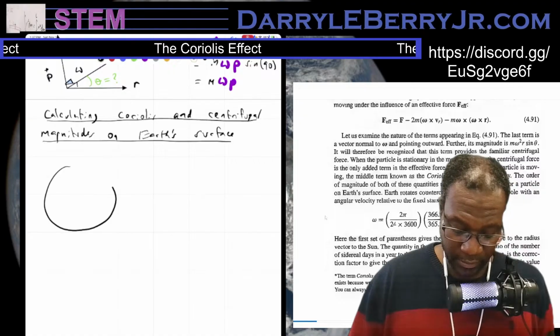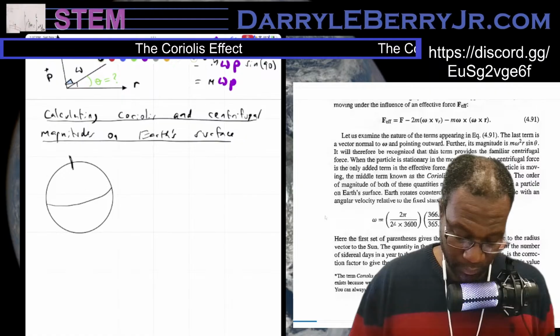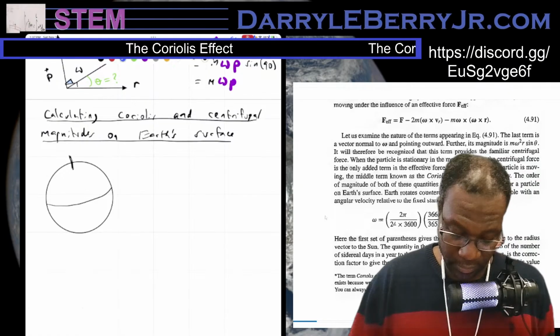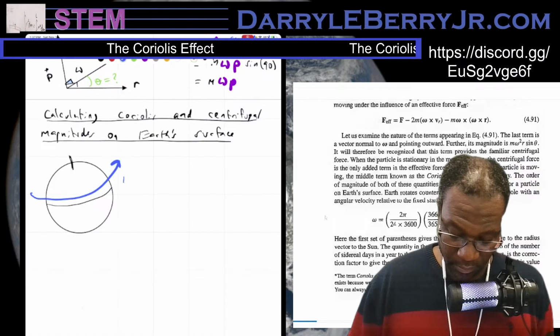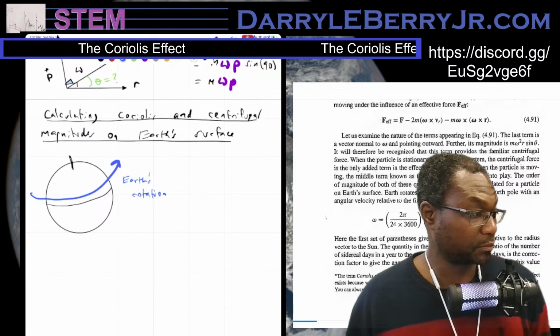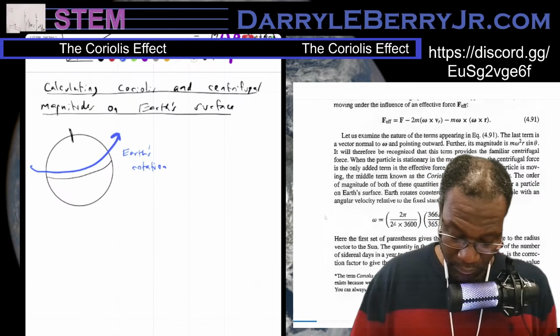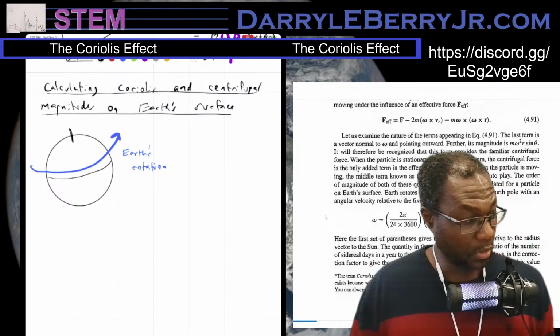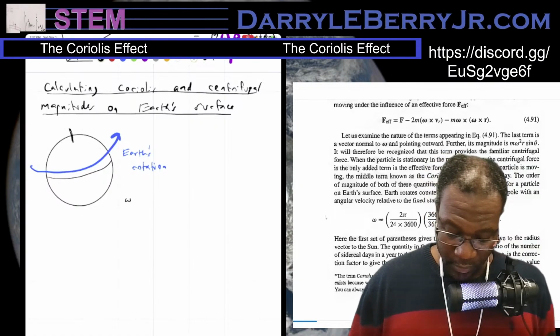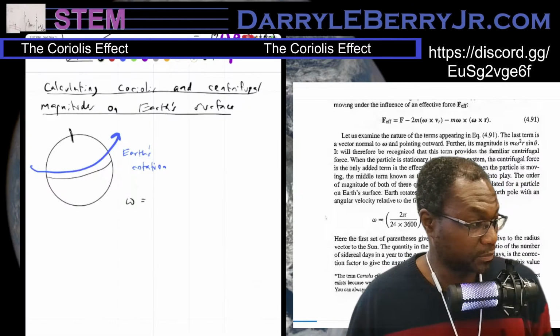So we have the Earth here. It is rotating this way, counterclockwise relative to the stars. Omega equals, so let's see how they do this.